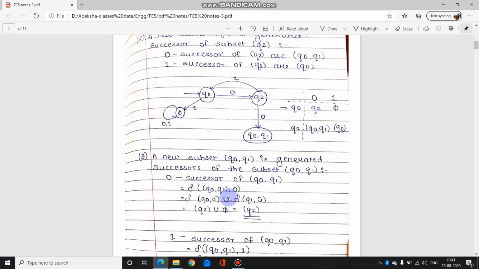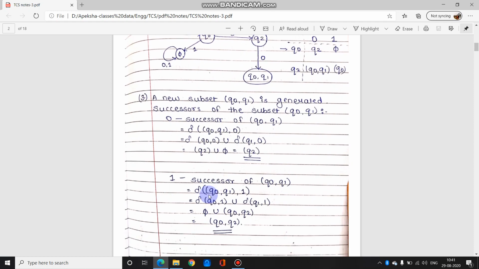So you use the union operation, meaning you take the union of both, and the state you get will be the final state for this transition. So an input 0 for the Q0 Q1 state will cause it to move to the Q2 state. Why? Because on Q0 an input 0 leads to the Q2 state, and on Q1 an input 0 leads to the null state. So Q2 state union null state is nothing but the Q2 state. So an input 0 in this state will cause a transition to the Q2 state.